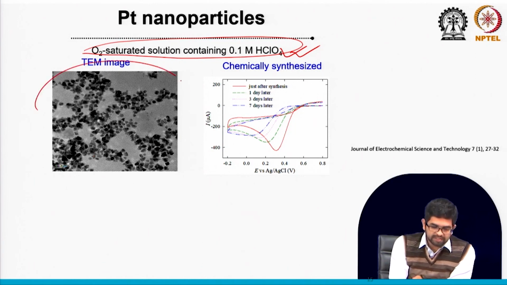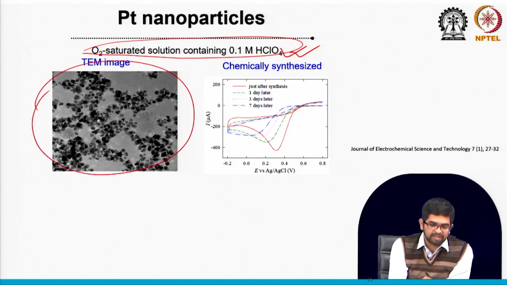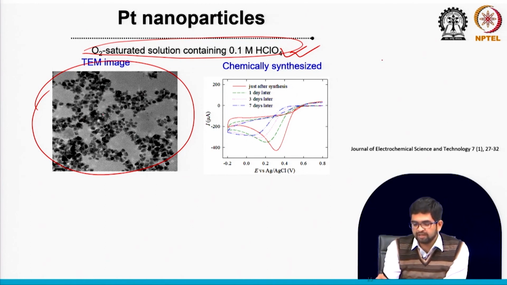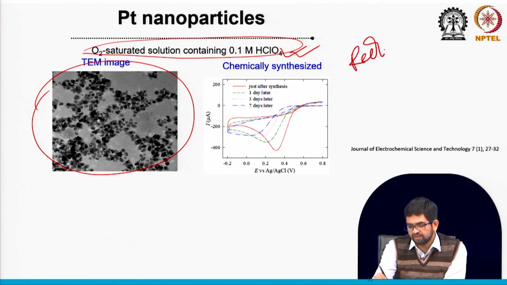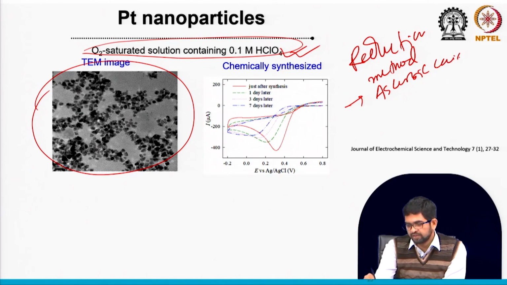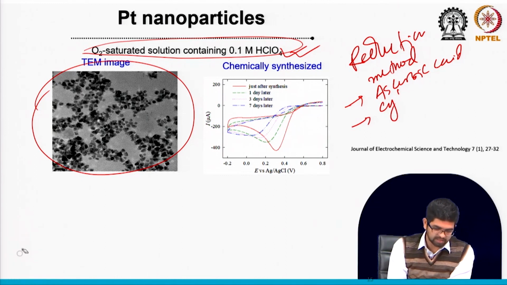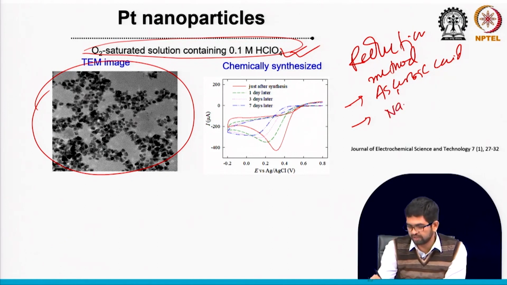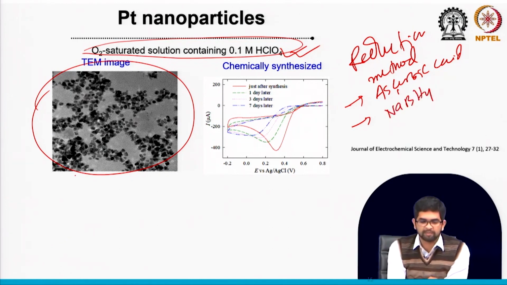So, here this is a transmission electron microscope image, or you can say the TEM. Here we synthesized the platinum nanoparticle after some chemical reduction method. As I think you can remember, reduction method like ascorbic acid. So, you can use ascorbic acid, or you can try some other reducing agent like sodium borohydride also. Then you may get some platinum nanoparticle.